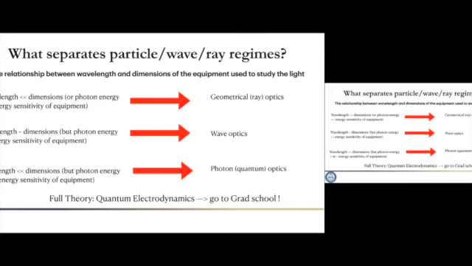And that is summarized here. When the wavelength is far lesser than the dimensions, or the photon energy is far lesser than the energy sensitivity of the equipment, you're going to see a geometrical or ray optics picture. And when the wavelength becomes comparable to the dimensions, but the photon energy is still much lesser than the energy sensitivity of the equipment, you see the wave optics picture. And when the wavelength is far lesser than the dimensions, but the photon energy is greater than or comparable to the energy sensitivity of the equipment, you reach the photon picture, or the quantum optics, quantum electrodynamics type of pictures that we study.